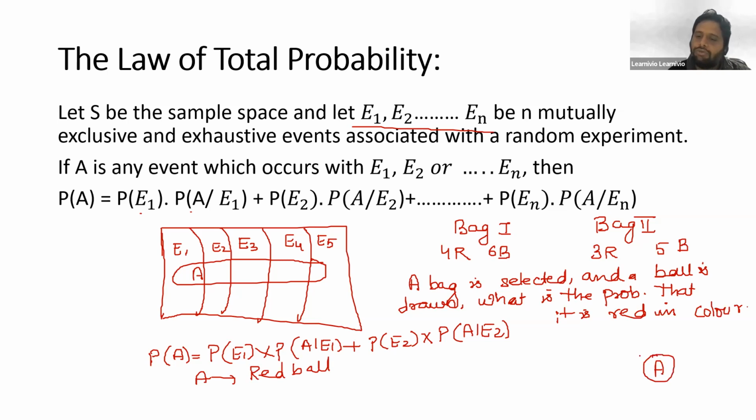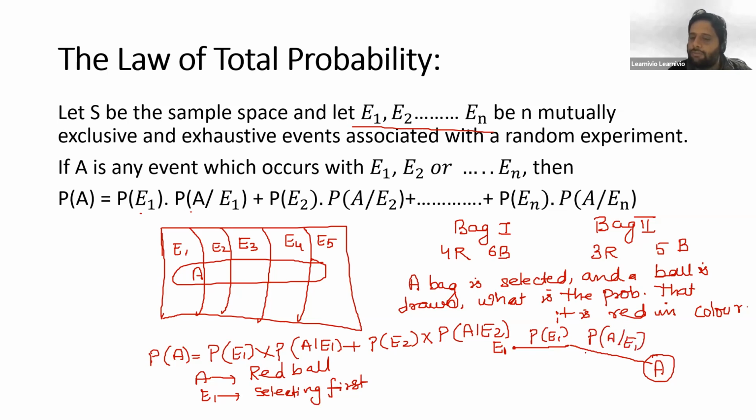If I need to reach A, what will I do? First of all, I will select a bag. So let E1 be the event of selecting the first bag. Its probability is P(E1). Then from the first bag, I will select a ball. So the probability of getting a red ball from the first bag is P(A/E1).